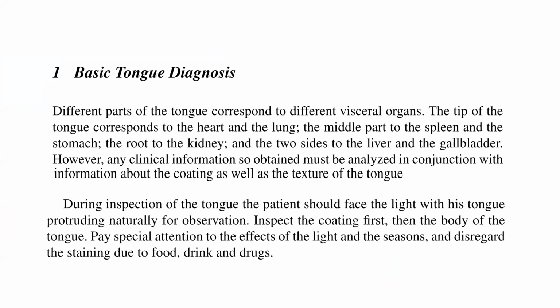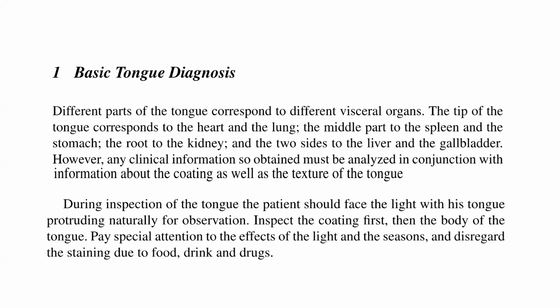Number one, basic tongue diagnosis. Different parts of the tongue correspond to different visceral organs. The tip of the tongue corresponds to the heart and the lungs, the middle part to the spleen and the stomach, the root to the kidney, and the two sides to the liver and gallbladder. However, any clinical information so obtained must be analyzed in conjunction with the information about the coating as well as the texture of the tongue.